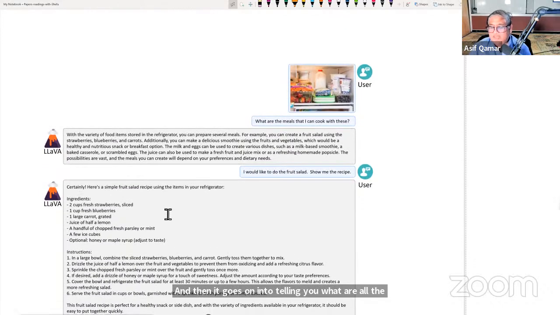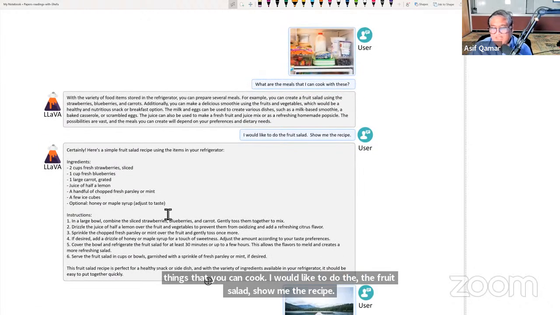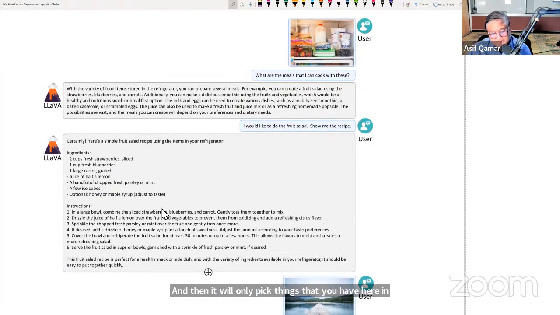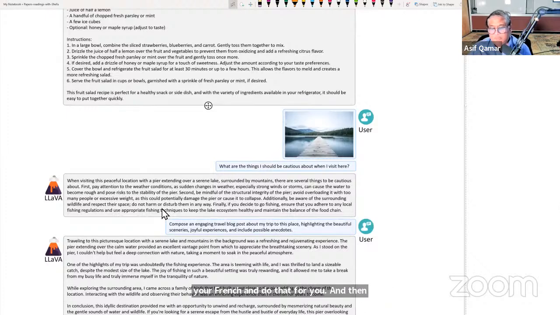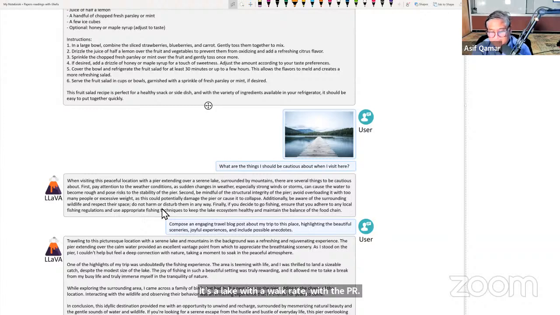I would like to do the fruit salad. Show me the recipe. And then it will only pick things that you have here in your fridge and do that for you. And then you can say, what are the things I should be cautious of when I visit here? It's a lake, right, with a walkway, with a pier. So when visiting this peaceful place, there can be storms, there can be all sorts of things.